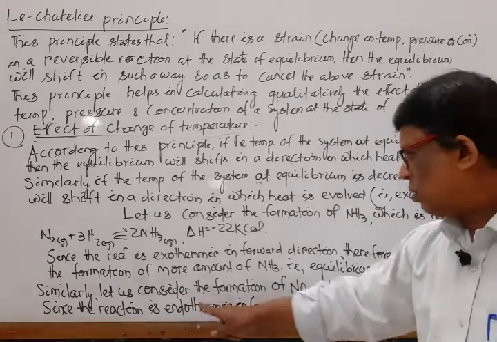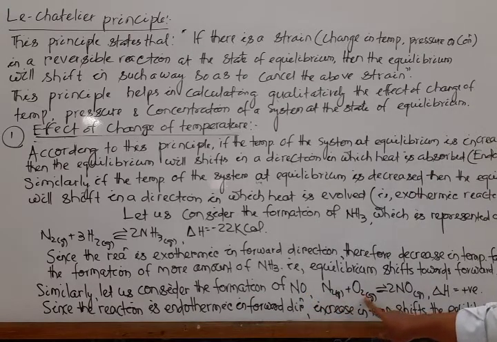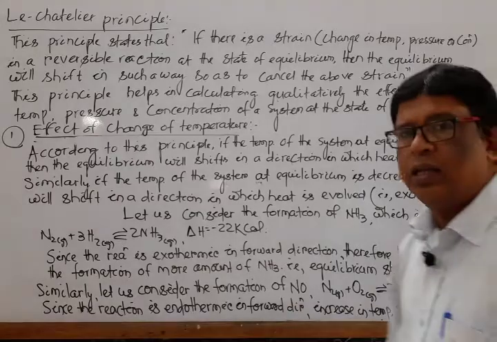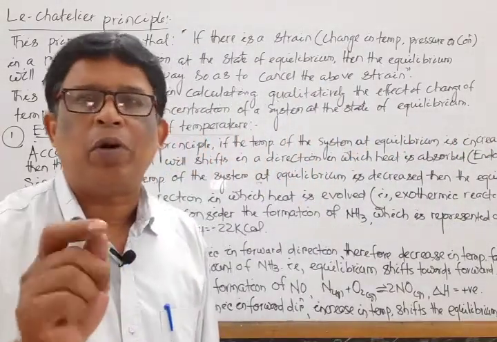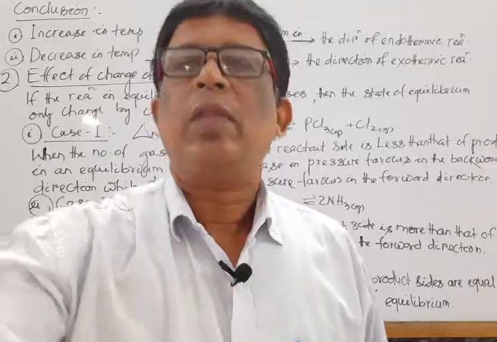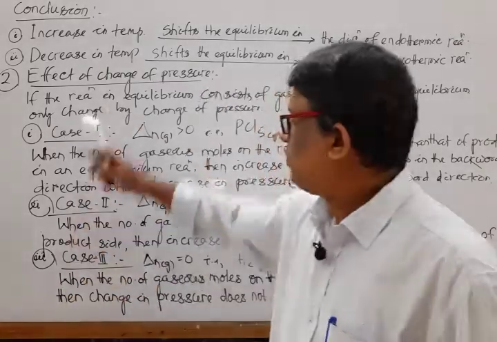Similarly, let us consider the formation of nitric oxide, that is N2 plus O2 gives rise to 2NO. Delta H is positive, meaning the forward reaction is endothermic. Since the forward reaction is endothermic, a decrease in temperature shifts the equilibrium backward. Hence, from this we draw a conclusion. What is the conclusion?